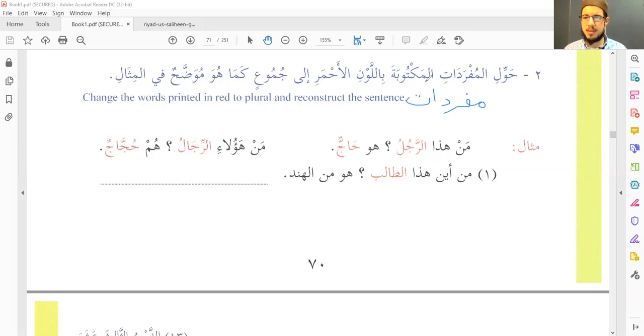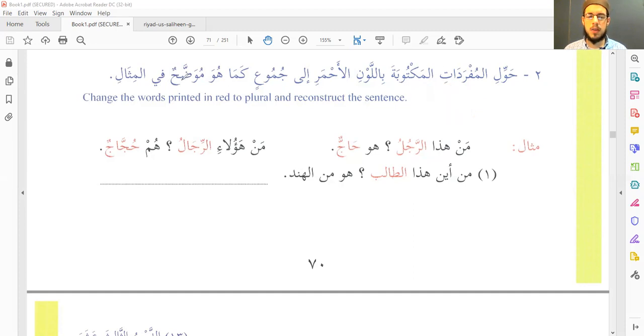Al-maktubata, maktuba is ism maf'ul from كتبه, يكتبه, مكتوب, following its feminine form, مكتوبة, right? Written, literally, باللون الأحمر, in the red color, إلى جموع. Here it's not referring to terms, it's referring to singular. So convert the singular words that are written in red, إلى جموعٍ, to plural words. كما هو موضح في المثال, as is explained or demonstrated in the example.